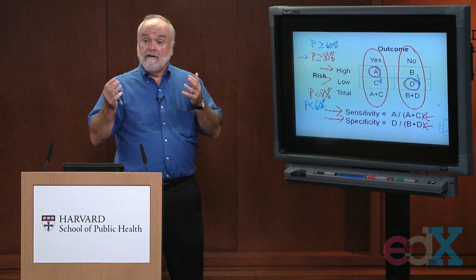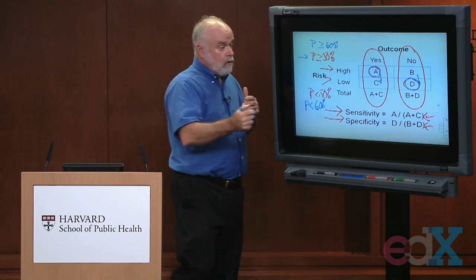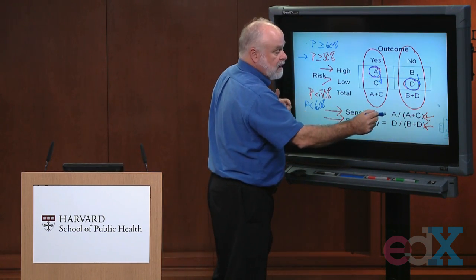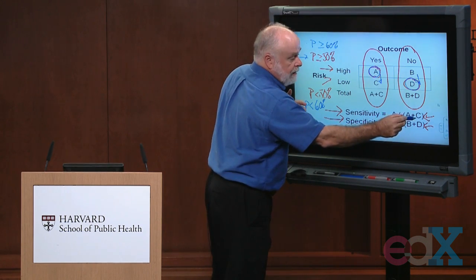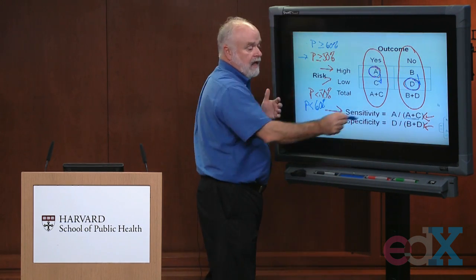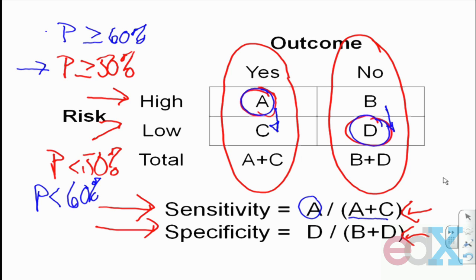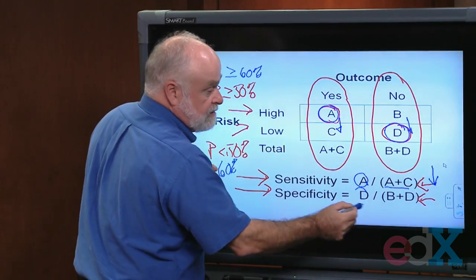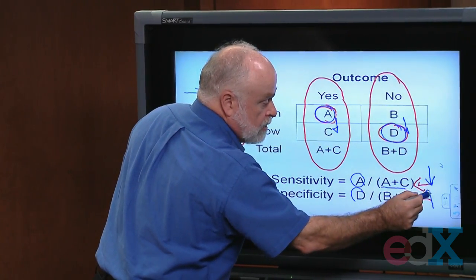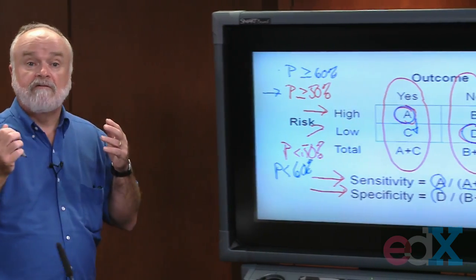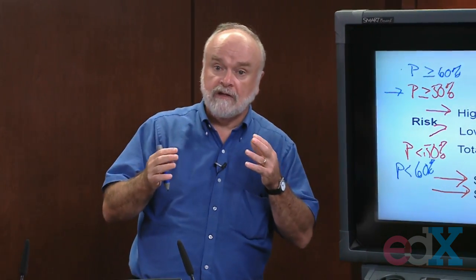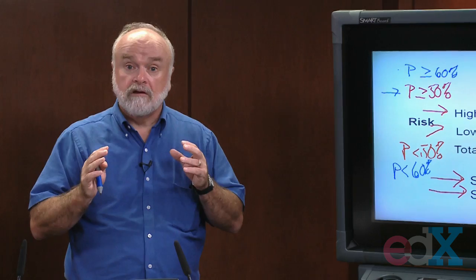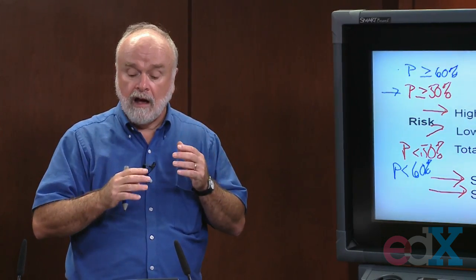So what's going to happen in terms of sensitivities and specificities now with the 60% threshold versus before with the 50% threshold? Well, the A cell is going to get smaller, so the sensitivity is going to have the same denominator, A plus C people, but the A is going to get smaller. The sensitivity is going to go down with the change in threshold from 50% to 60%. But the D cell is going to get bigger, so the specificity is actually going to go up. So by changing the threshold, you get a different value for sensitivity and specificity of high risk versus low risk, depending on your threshold for what you're calling high risk.